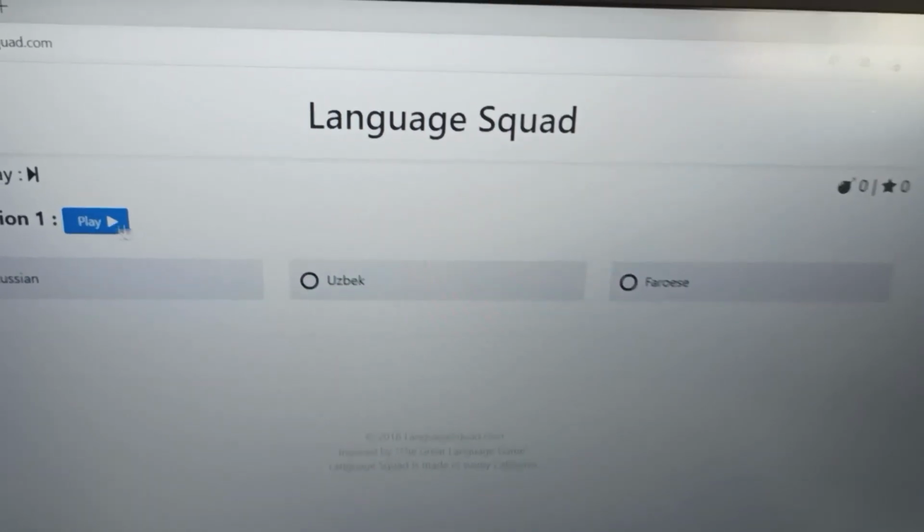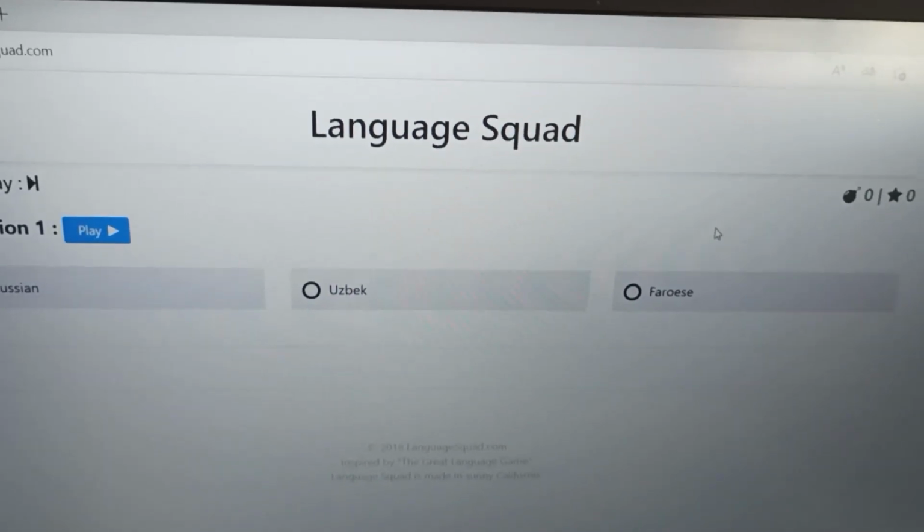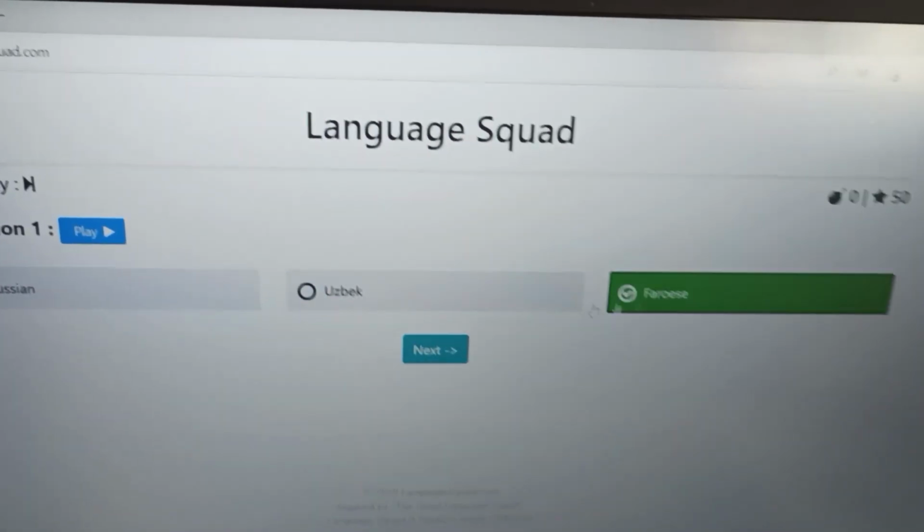That wasn't here when I was trying. So, Faroese.